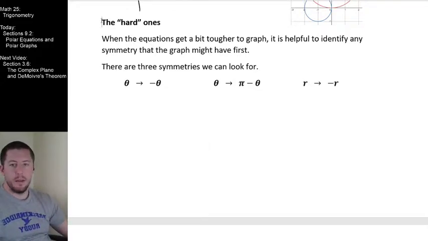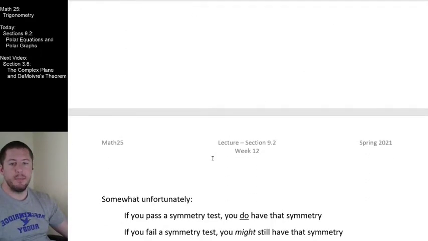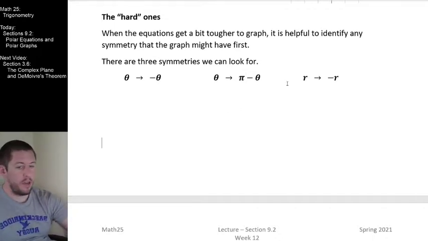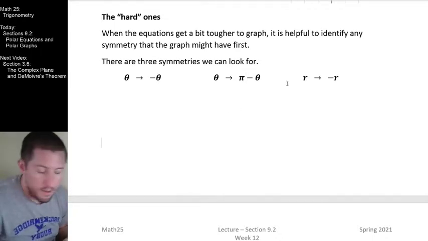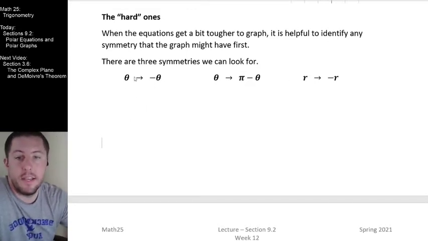When the equations get a bit tougher to graph, it gets helpful to identify any symmetry that our graph might have first to help us out. Here are the three symmetries that we should look for here. So our first symmetry is going to say this.